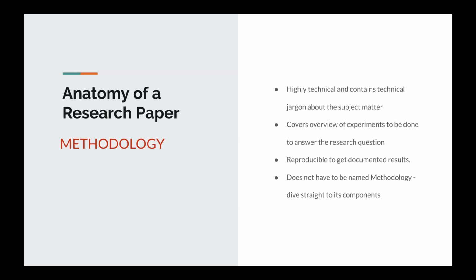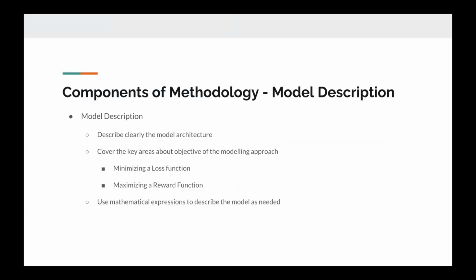So in this section, you'll be describing the general approach to performing your experiment. And you must do this in such a way that it's reproducible. And from this section, you move on to results. One thing I want to mention is that you don't have to name it methodology. You can just dive straight into the components. And what are the components of a methodology?